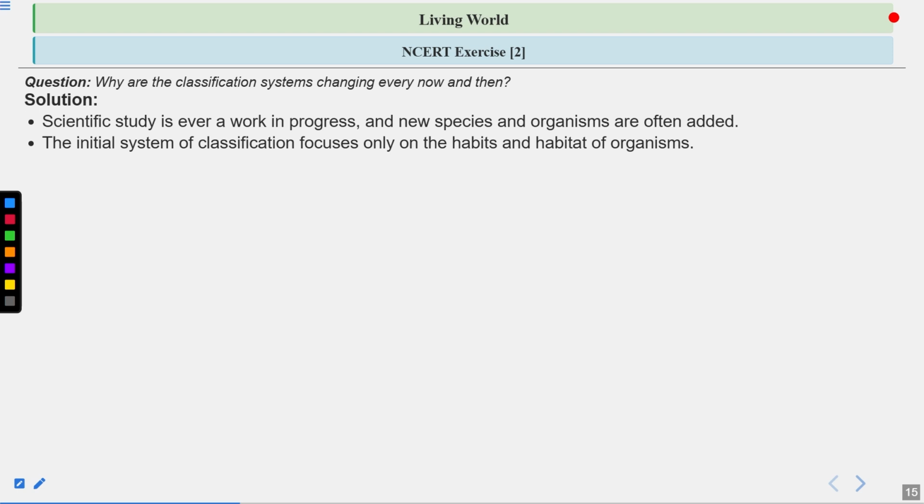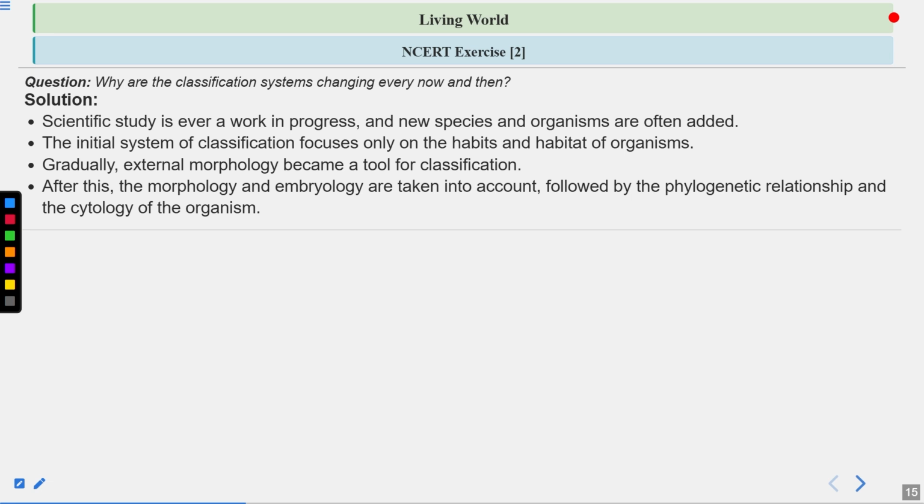Now the initial system of classification focused only on the habits and the habitat of the organism. So the initial systems of classification were just based on the habits as well as the habitat of the organism. Now gradually morphology became a tool for classification. Morphology means external features. So later, morphology became the basis of the classification. Then after this, morphology, embryology, phylogenetic relationship and cytology of the organism were the basis of the classification. So all these things were considered during classification of the organisms.